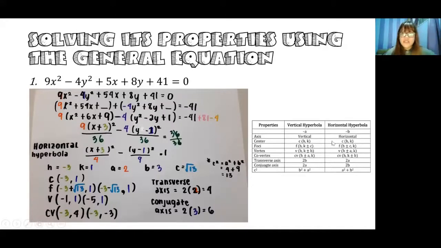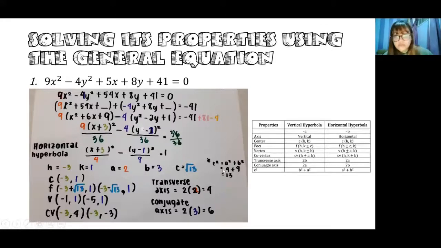So for the center is H and K, so it's negative 3, 1. While the foci, look at the table, H plus minus C and K. So negative 3 plus square root of 13 and 1. And the other one is negative 3 minus square root of 13 and 1. While V is H plus minus A and K. So negative 3 plus 2 equals negative 1. And then negative 3 minus 2 equals negative 5.